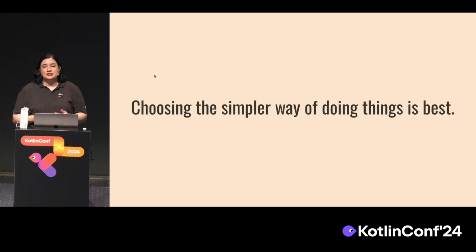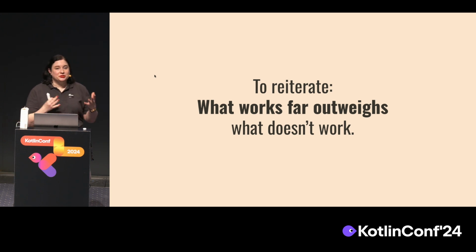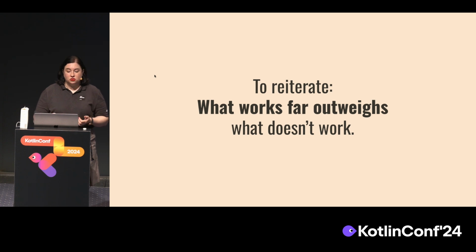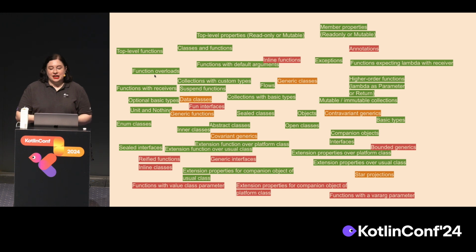Following on from this, we can see that the simpler way of doing things, or choosing simpler features, is usually the best approach with the current state of Kotlin Swift Interop. We could also see that the first three categories, or what is supported, has far more features in it than the latter two categories, which is not so well supported. So to reiterate, what works far outweighs what doesn't work, or at least visually. Look how much green there is. Look how much actually works. It's actually quite an impactful visual, just to see that there's a lot of features that are supported in some way or another.